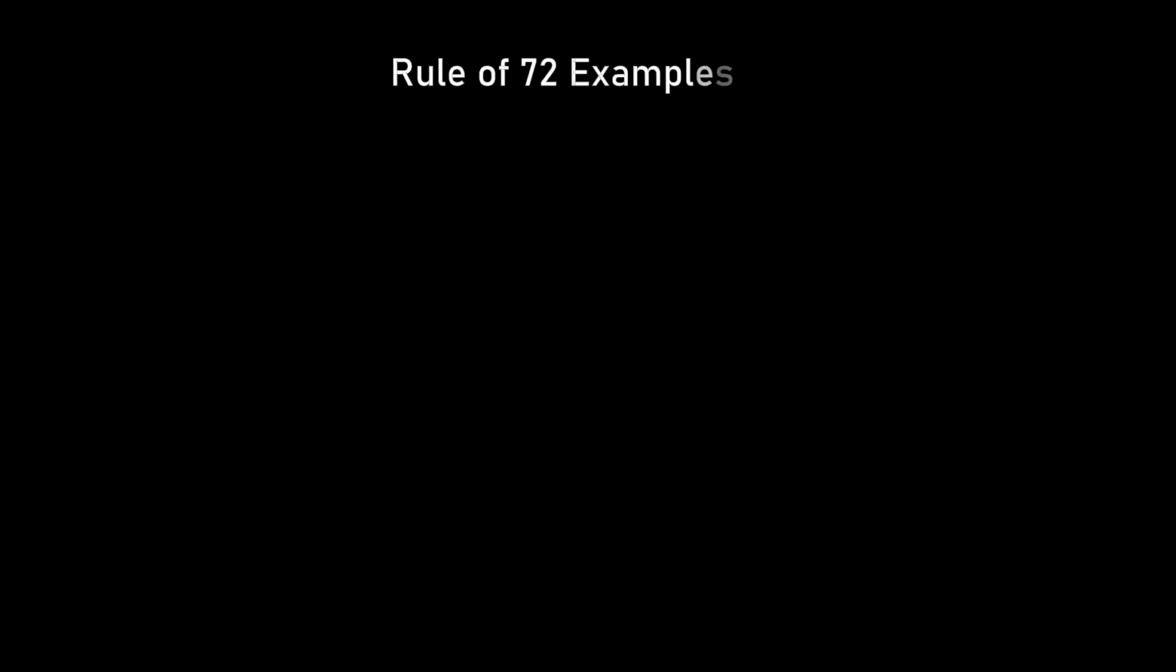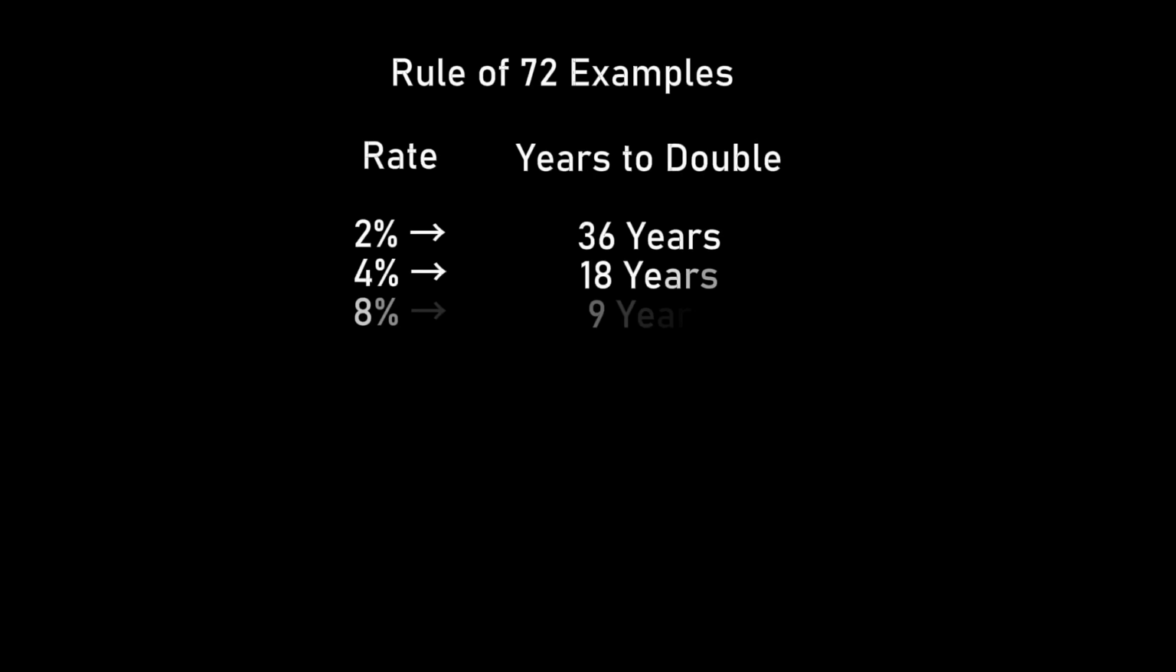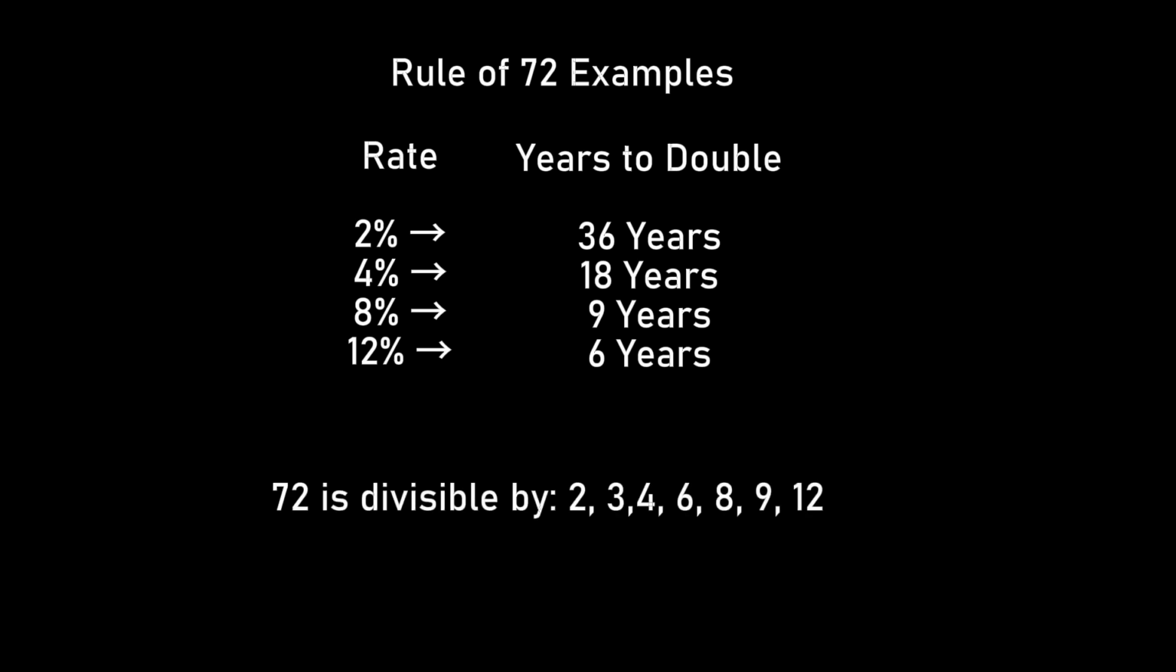Notice how as the interest rate increases, the time required to double decreases significantly. This visualization shows the power of higher yields over time. By using 72, we choose a number with many divisors, like 2, 3, 4, 6, 8, 9, and 12, which makes manual calculation very simple for most common interest rates.